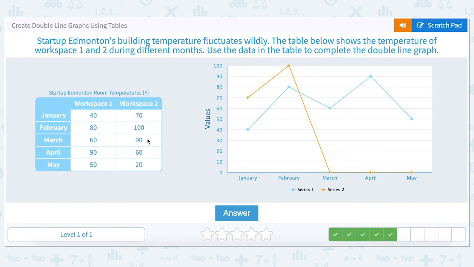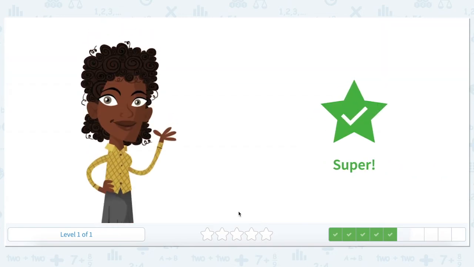In March, the average temperature in workspace 2 was 90 degrees. We go to March on the x-axis, we travel up until we reach 90 degrees, and we plot a point. In April, the temperature in workspace 2 was 60 degrees. We go to April, we travel up the y-axis and we mark a point at 60 degrees. If we hover over the point, we can verify we have placed it at the correct location if we're unsure. And the last point is for May. We go to May and we travel up to 20 degrees and we plot our final point and we answer the question.